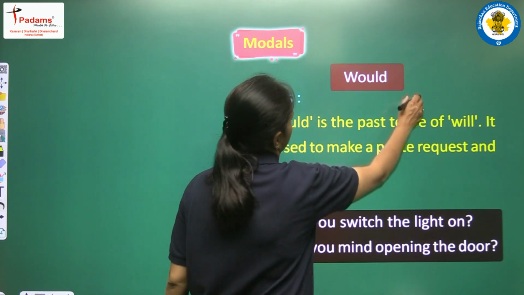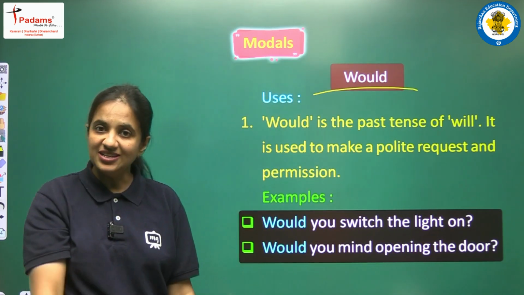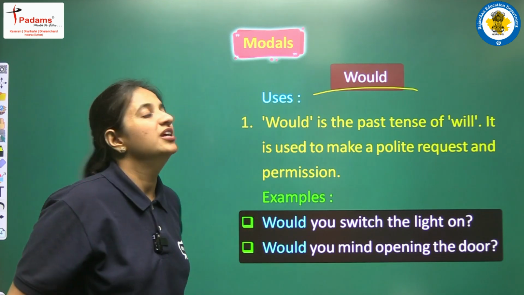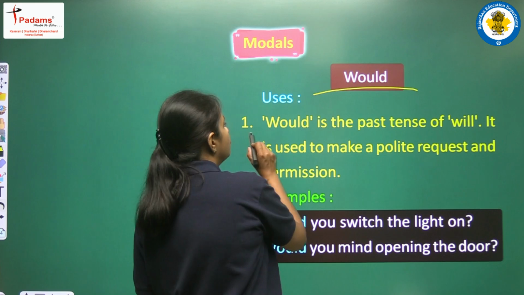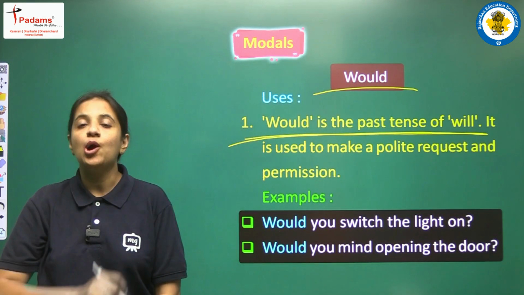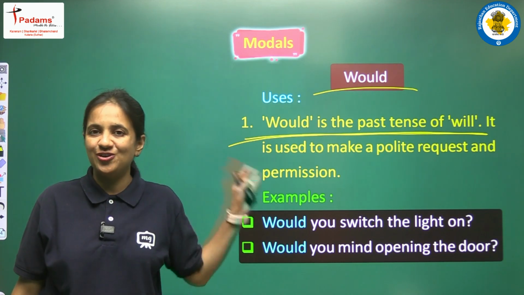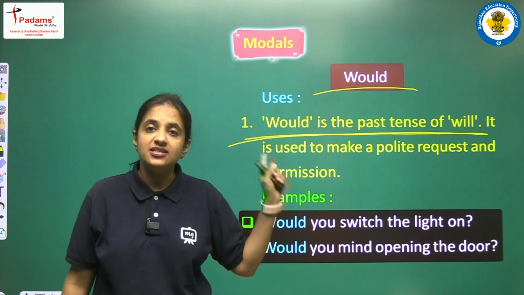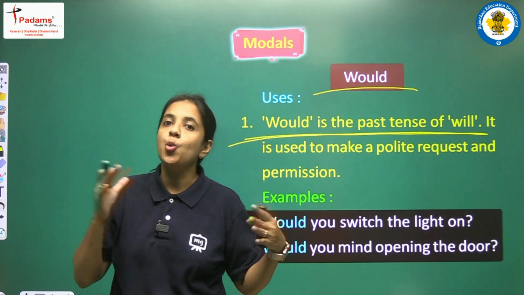Now we will talk about would. Let's see the different uses that are associated with would. Let's read the first one. Would, this is the past tense of will. Again, a very important thing first of all. I am repeating that would is the past form of will.